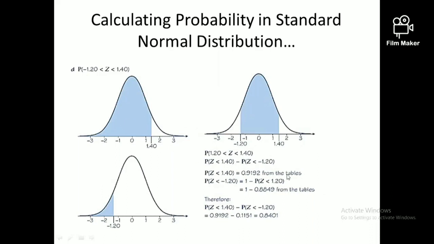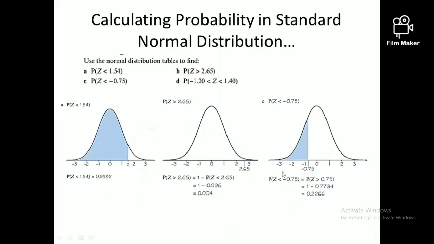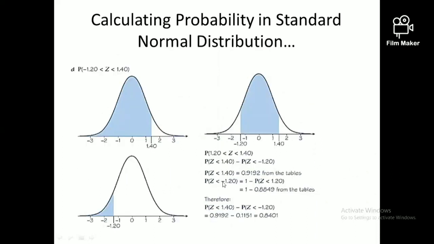Then 1.4, you can read it straightforward. Minus 1.2, you cannot read it. Then if you get a minus value, what you need to do? You have to work out the similar area to that. So probability of Z is less than minus 1.2, you can write as probability of Z is greater than 1.2. That value is similar to 1 minus probability of Z is less than 1.2. With that, you can obtain the answer 1 minus 0.8849. Then the answer in between would be 0.9192 minus the value over here, that is 0.1151. You will obtain the final answer as 0.8401.